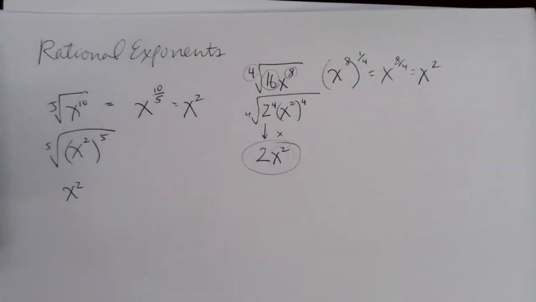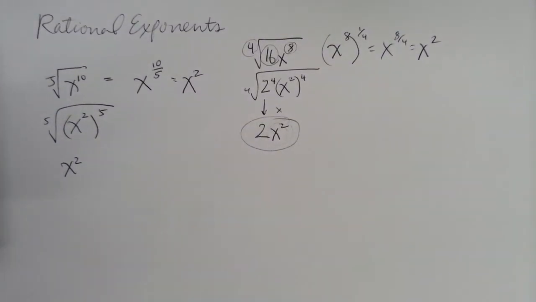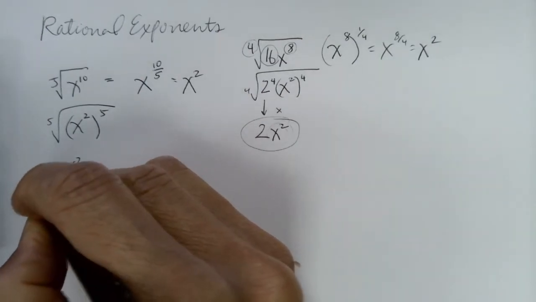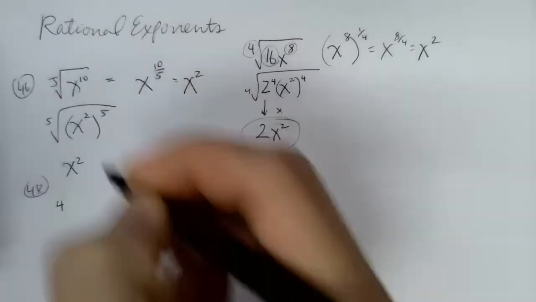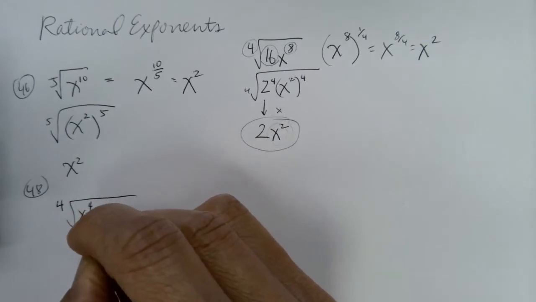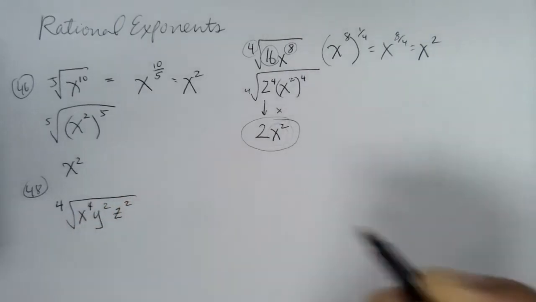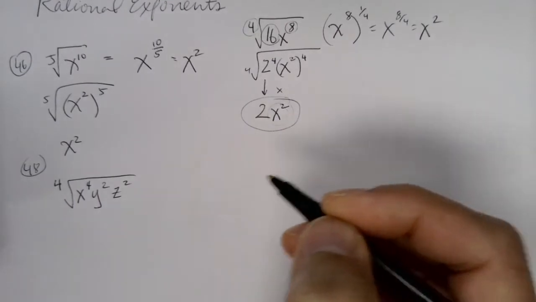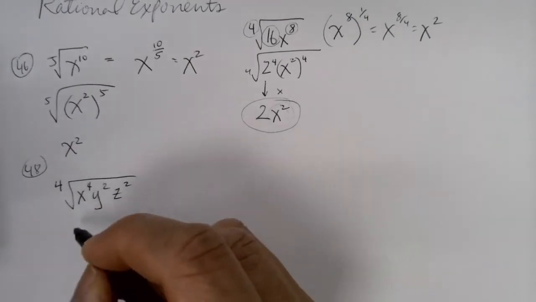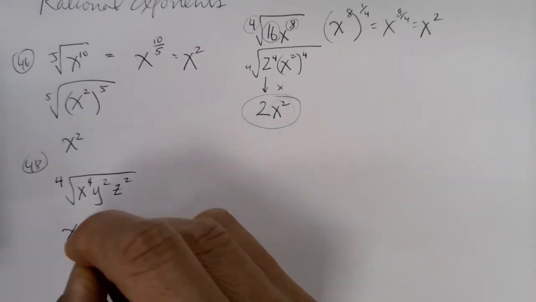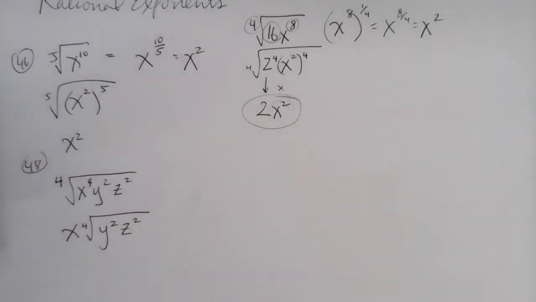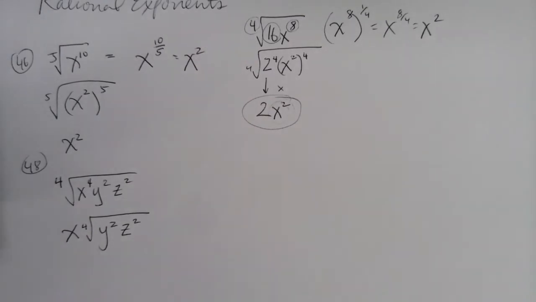What about number 48? Let's take a look. We have the fourth root. This is number 48. This is 46. The fourth root of x to the 4th y squared z squared. Again, two ways to handle this. One, I could leave it in radical form and say, well, the fourth root of x to the 4th is x. And then those are going to stay in my fourth root.